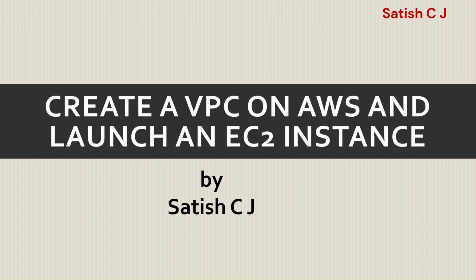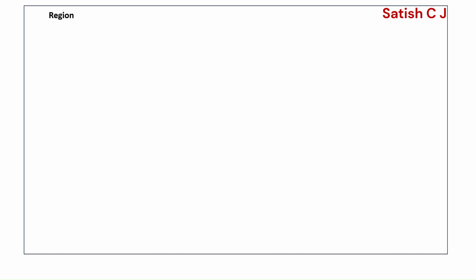Hello all, welcome to a demo session on cloud computing. In this session, we'll be looking at how to create a virtual private cloud on AWS. And after creating this VPC, we'll be launching our EC2 instance on the VPC. We'll also configure and run a web server on our EC2 instance. So now let's get into the demo.